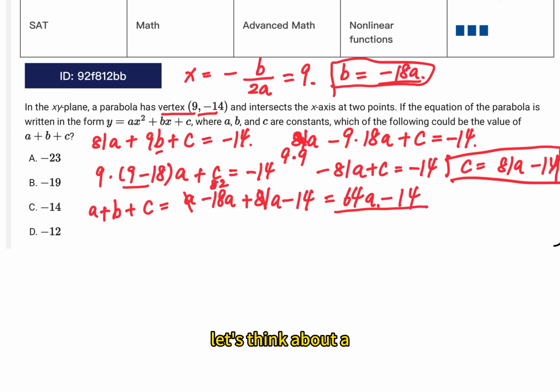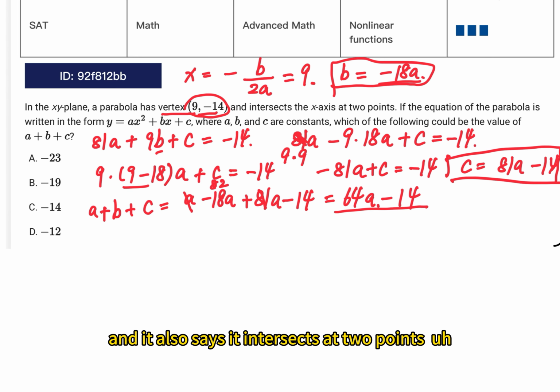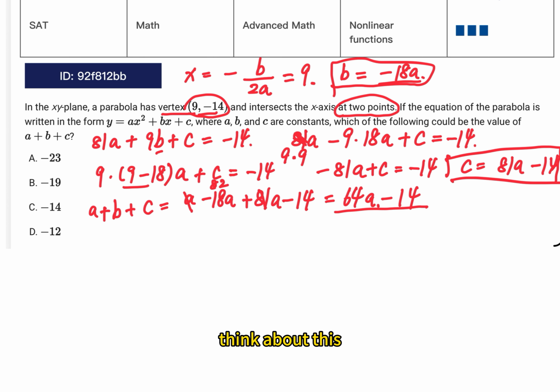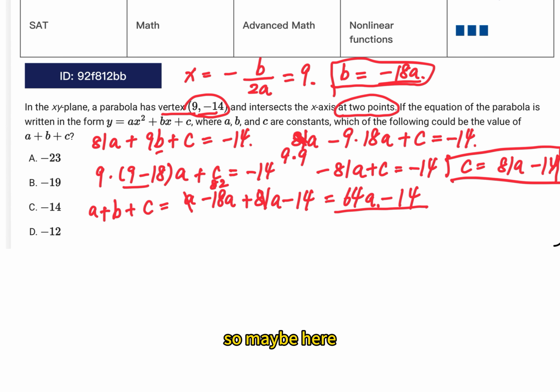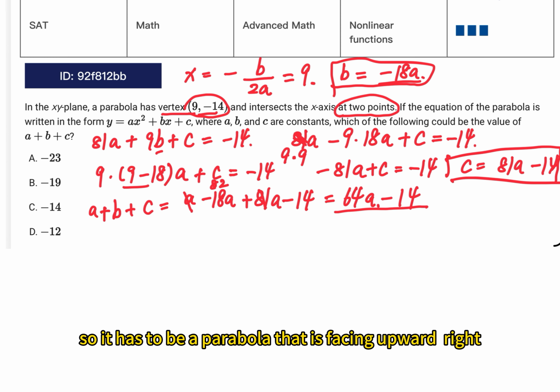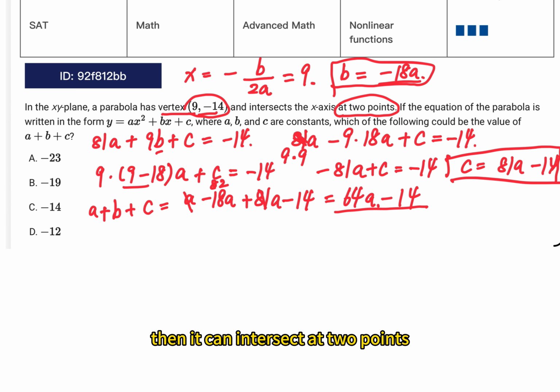So now let's think about a. What property does a have? If you look at the vertex here, and it also says it intersects at 2 points, maybe let's draw the graph here. This is a vertex that is below the x-axis, right? It intersects at 2 points, so it has to be a parabola that is facing upward, right? Then it can intersect at 2 points. Otherwise, if it's like this, no way.